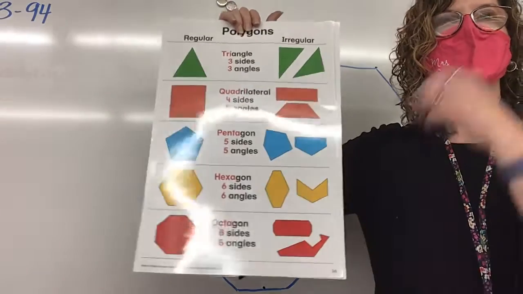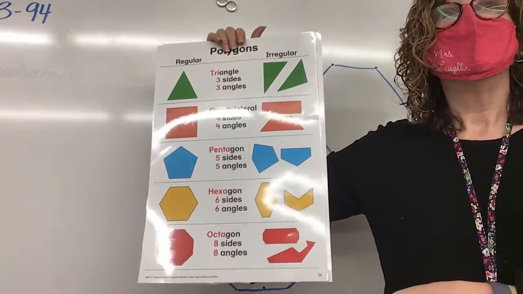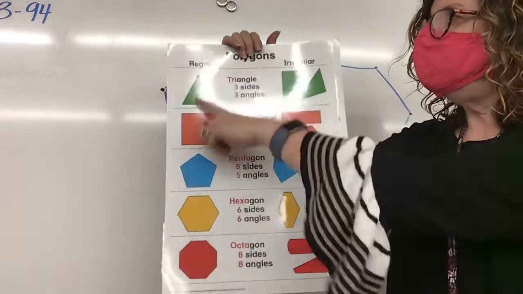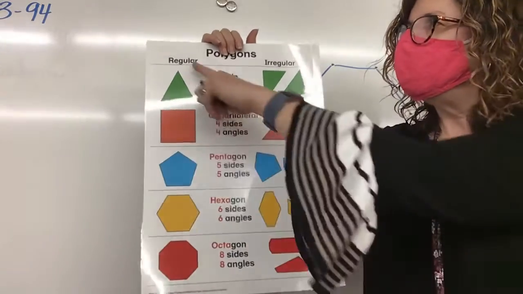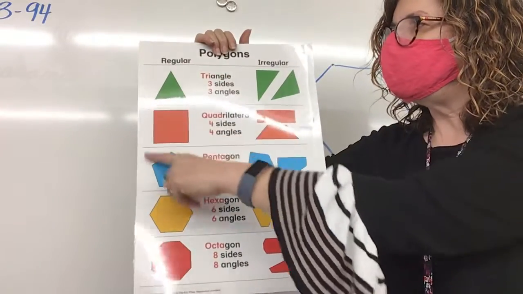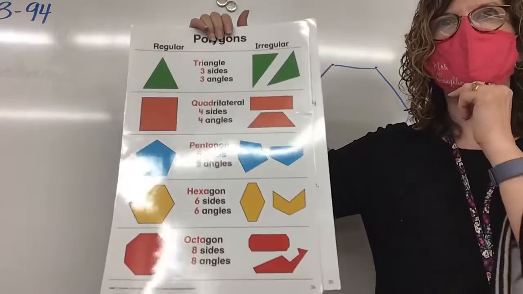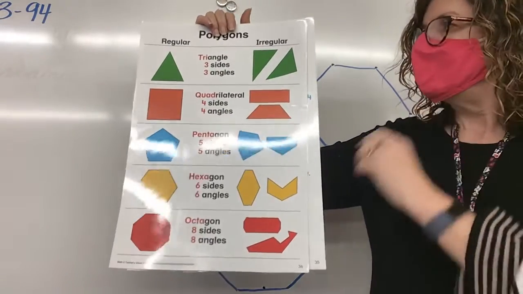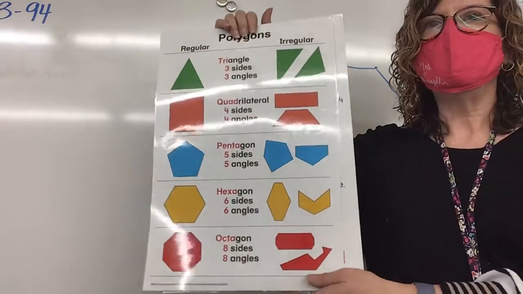Olivia? Regular ones have equal sides. Yes, on the regular ones, all the sides are the same size. They are all equal. Notice all of these have the same size sides. Irregular have different sides. So irregular has different size. Regular polygons, all the same size.